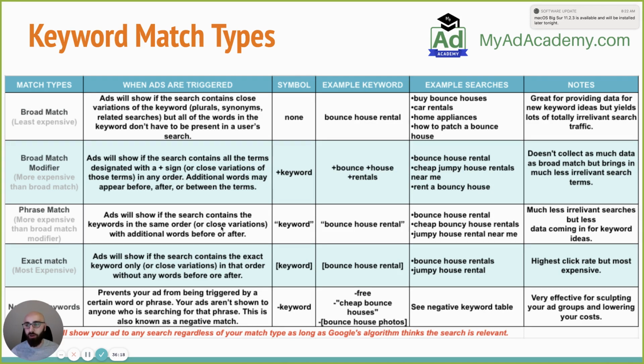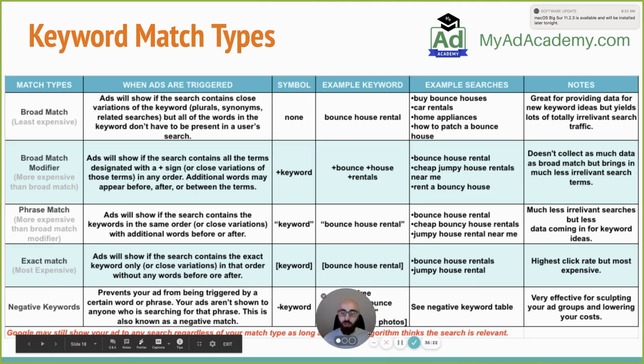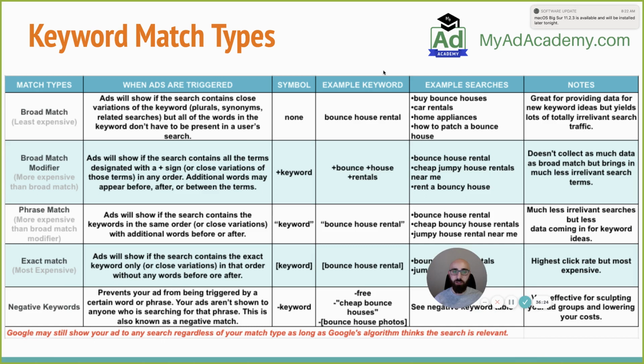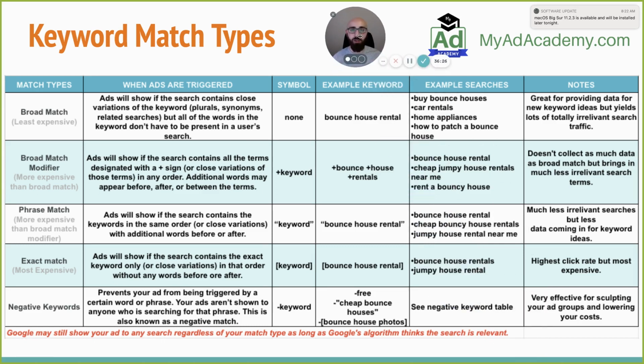So let's talk about keywords. Now, this is probably the most important part of Google Ads. It's getting less and less important as Google's machine is learning a little bit better. But we have different keyword match types, and this is where most people drop the ball with Google Ads. Let me move my face up here.